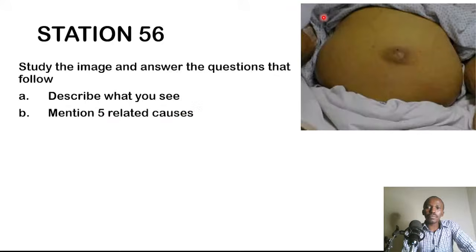Who knows? Now, station 56. Study the image and answer the questions that follow. Describe what you see. Mention 5 related causes. So as you can see, the image is over here.